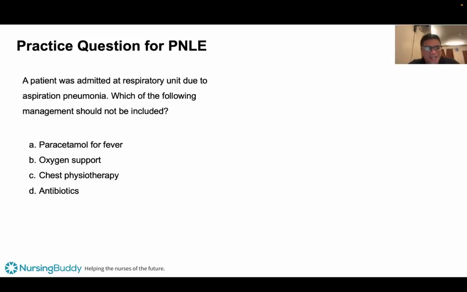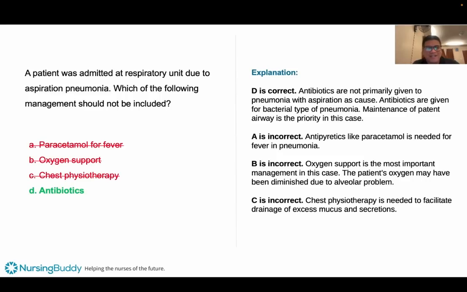I know you got it right. The best answer here is letter D. Okay, so the question is actually which of the following management should not be included? So letter D, antibiotics, should not be included. Why? Because antibiotics are primarily given to pneumonia with an infectious cause, not aspiration. Antibiotics are given for bacterial type of pneumonia. I've said it a while ago.